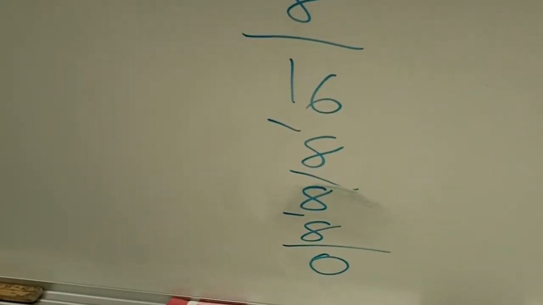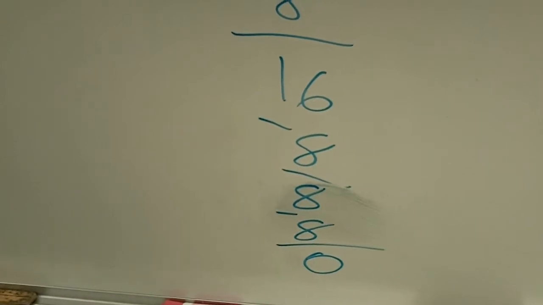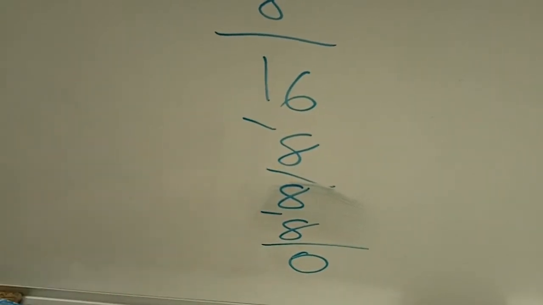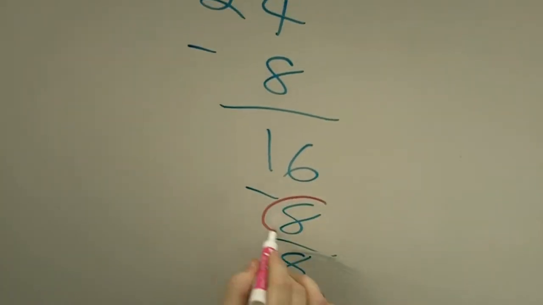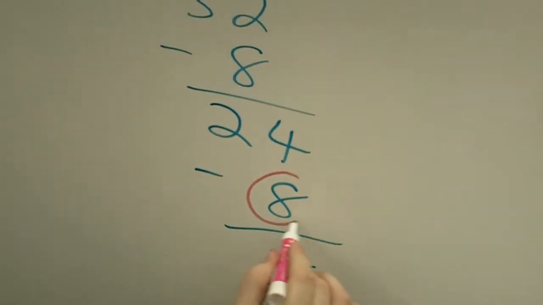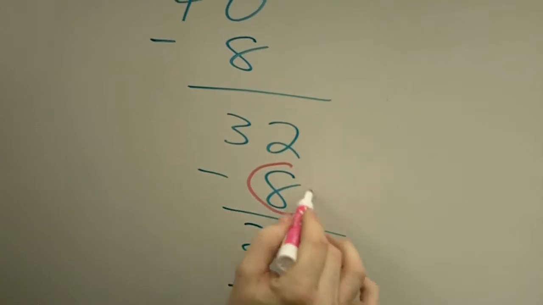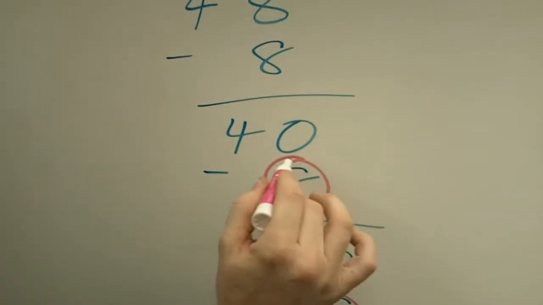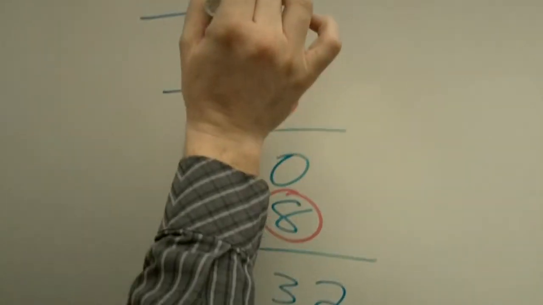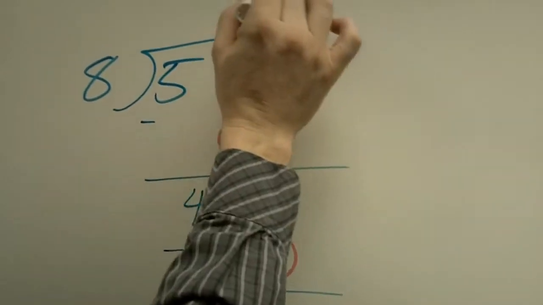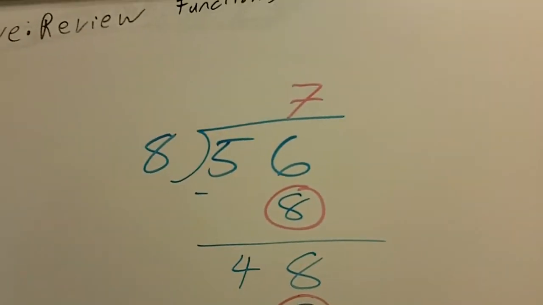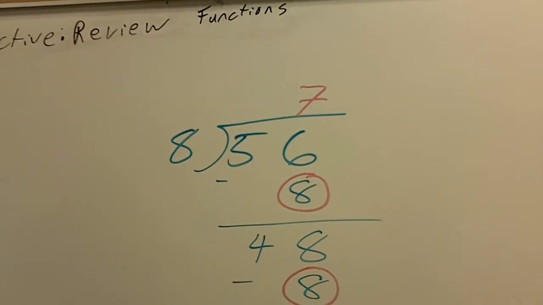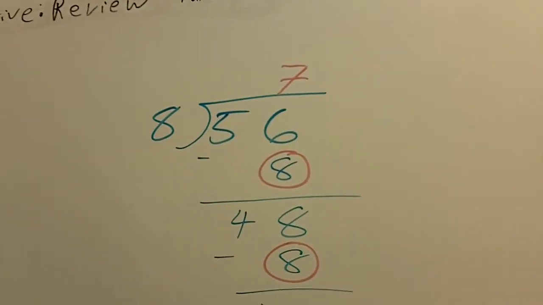Now we have to go back and count up how many 8s we subtracted. Here's 1. Here's 2. Here's 3. Here's 4. Here's 5. Here's 6. Here's 7. So therefore, we would have 7 groups of 8 in 56.